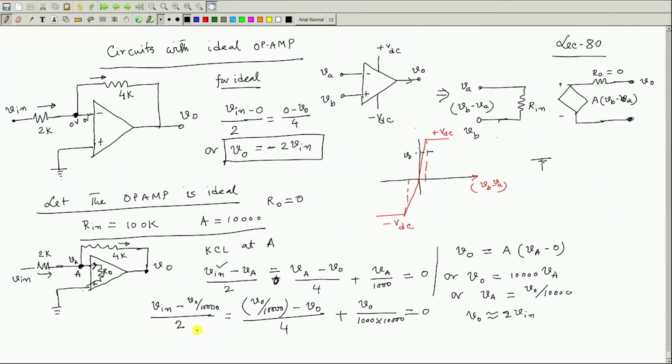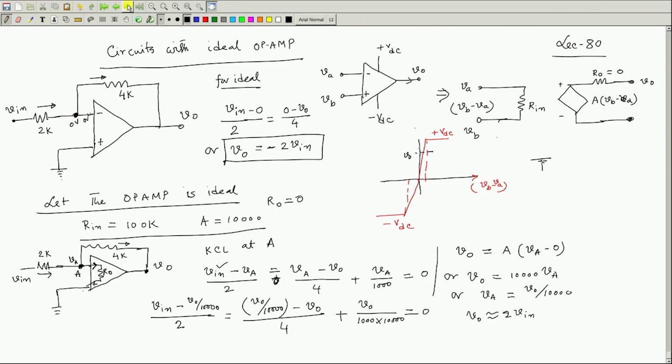So I can solve for V naught, and V naught will be close to 2 V n. Therefore, even if the input impedance value or gain is known, if it is really large, we do not care. So we will henceforth be assuming the op amp to be ideal. Okay. Let us take a few more examples.